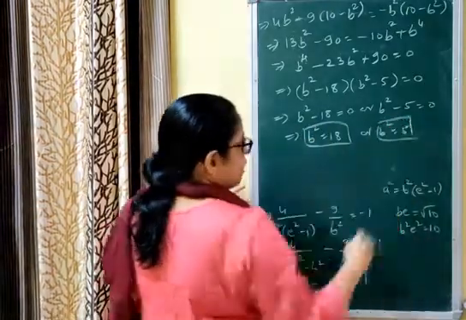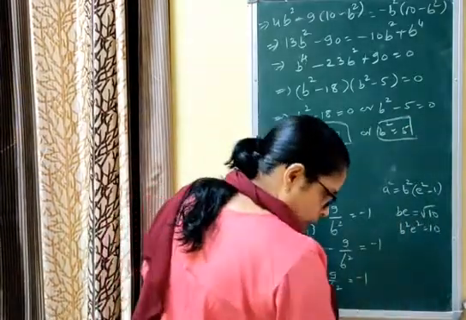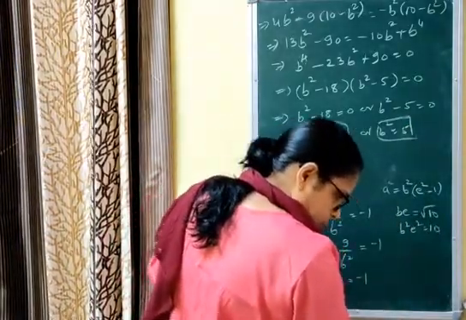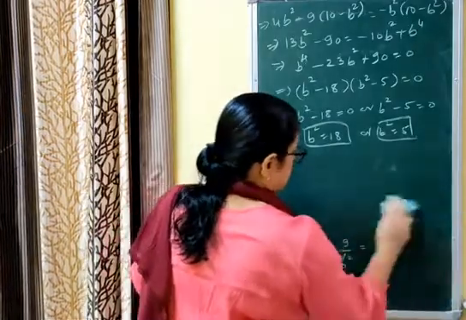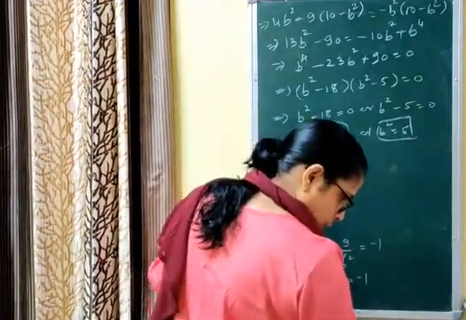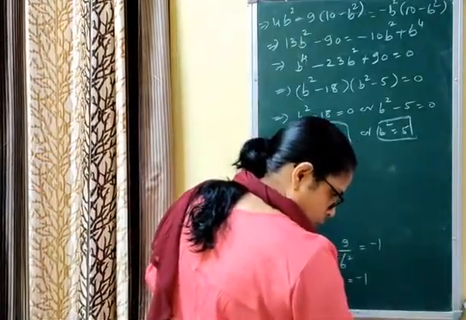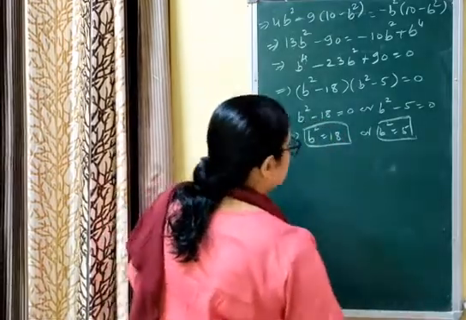Now we found two values of b square. Now you have to find the value of a square. How can you find the value of a square? A square can be found using the formula a square is equal to b square into e square minus 1, as I told you.